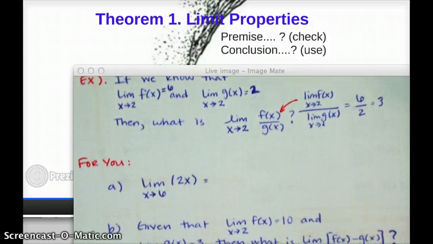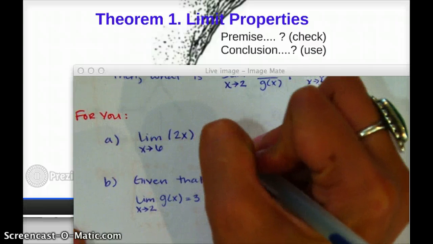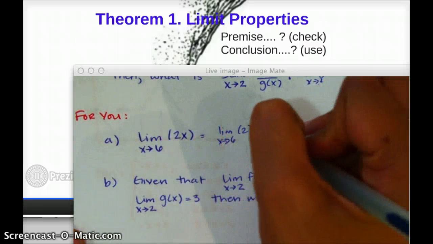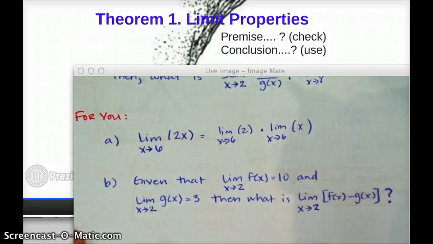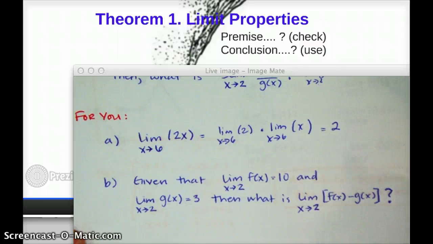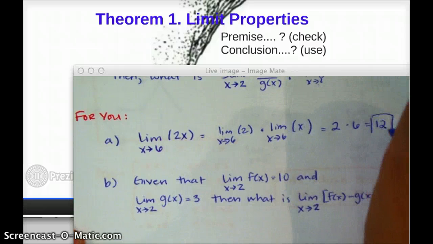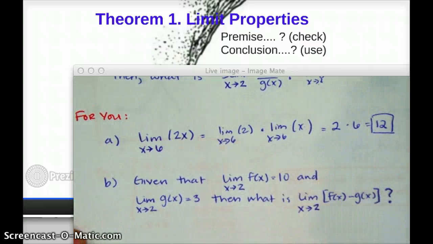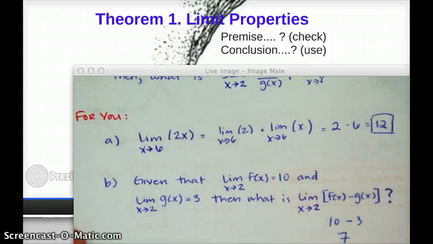The two that you just did are pretty much the same. By the product rule, I can split this limit into 2. And I know that the limit of 2 as x approaches 6 is 2, because that's a constant, and the limit of x as x approaches 6 is 6, which means the answer to this limit is 12. Similarly, by the difference rule, if I know the limits of f and g separately, the limit of the whole thing is just going to be the limit of the first minus the limit of the second, which is 7.